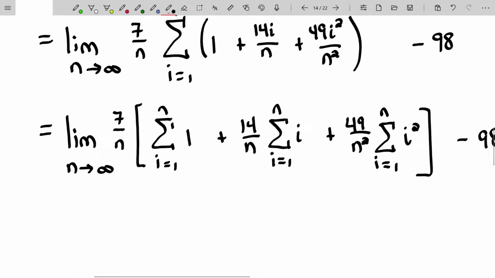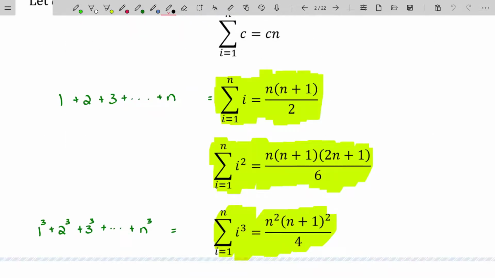Now, to remind ourselves of those summation formulas from the very first video in this series, we're going to need to use these guys right here. At least the one for summation of i and the summation of i squared, and then the summation of 1 at the top. Summation of c is just c times n. So let's go ahead and do that.